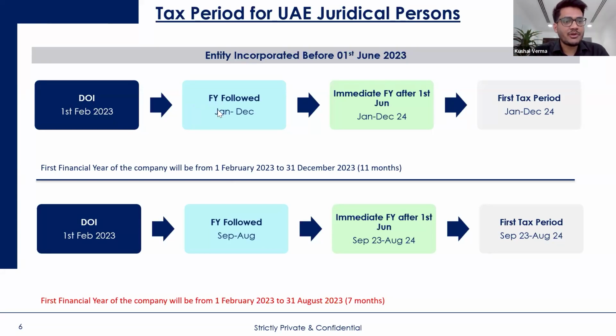We take the same example for an entity incorporated in Feb 2023 and following September to August as a financial year. As explained earlier, the first financial year for these companies will be from 1st Feb 2023 to September, which is 7 months. And the first tax period will be the subsequent 12 months financial period after June 2023, which is September 23 to August 24, and that will be the first tax period. So as you can see, there is only one thumb rule. Any financial period starting after June 23, for which we have to prepare our financials, will be our first tax period.